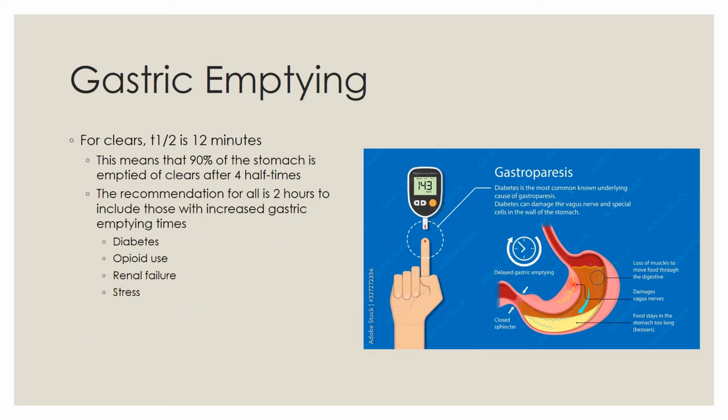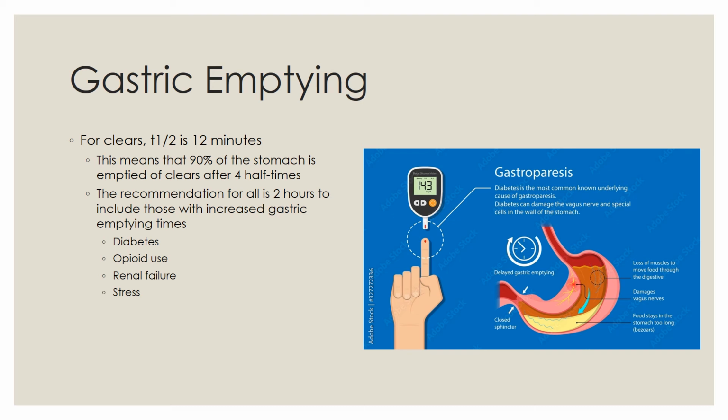All right, we had a question on gastric emptying. So for clears, which is a little bit shocking for most of you, the half time for emptying is really only about 12 minutes. This means that 90% of the stomach is emptied of clears after 4 half times, which, doing quick math, would mean 48 minutes. So you may ask, why is the NPO time for clears 2 hours?